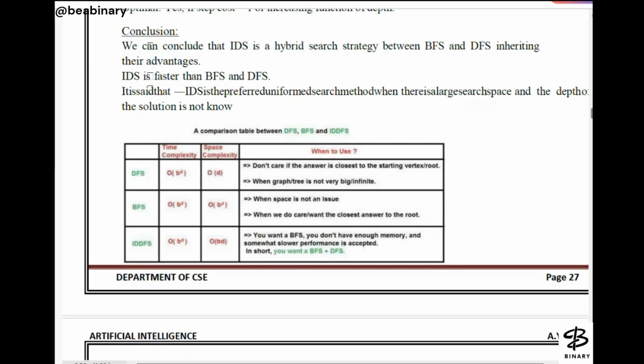We want the closest answer towards the root, and when we need IDDFS, you want a BFS, you don't have enough memory, and somewhat slower performance is accepted. In short, you want BFS plus DFS, right? So in these cases, we have discussed BFS, DFS, and IDDFS.